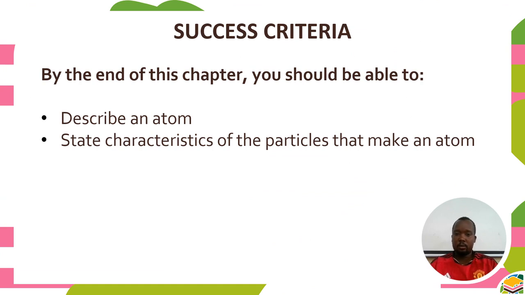Well, in today's lesson, the success criteria is by the end of this chapter, you should be able to, one, describe an atom, then two, state the characteristics of the particles that make an atom. You have to describe an atom and state the characteristics of the particles that make an atom.